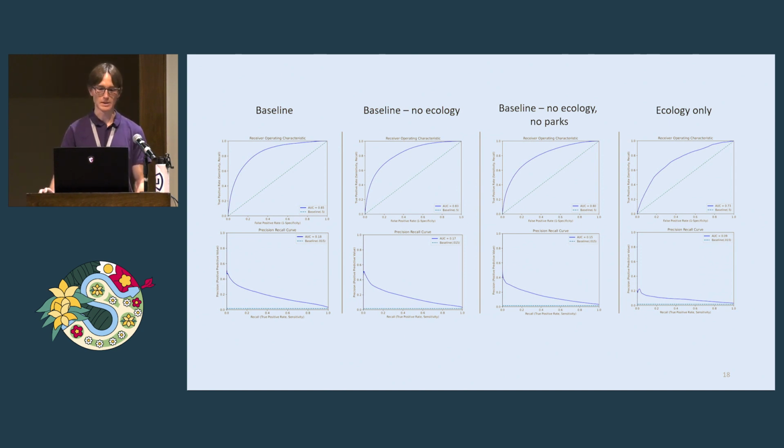You can see here the baseline is performing the best by these metrics. The second and third model are close to it. The ecology-only model is definitely the worst of these.